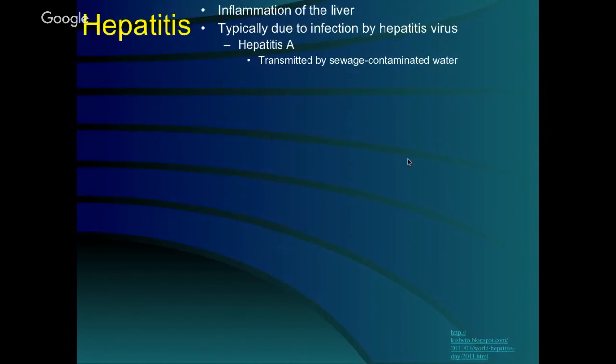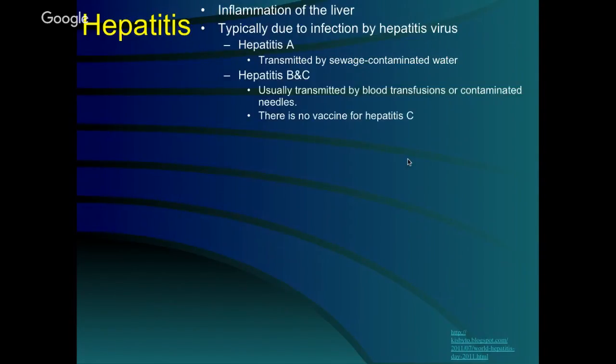Hepatitis A is the one that's transmitted by what's called a fecal-oral route, and typically it's from sewage-contaminated water or poor hygiene and hand washing. Hepatitis B and C require blood exchange or body fluid exchange, and for a long time one of the higher risks was just blood transfusions, but we now screen those for hepatitis. Contaminated needles continue to be an issue for spreading hepatitis. And while there is a vaccine for hepatitis A and B, there is not one for hepatitis C.